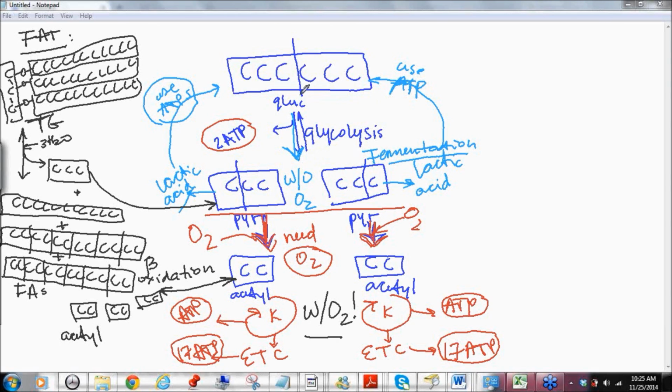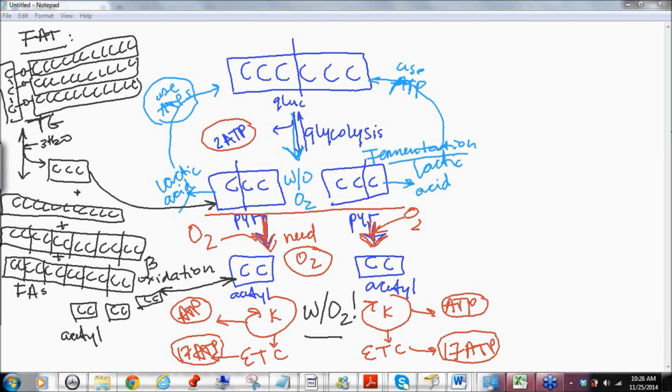Once again, you can turn glucose into fat. So when you have too much glucose, you can turn it into pyruvates, pyruvate into acyl groups into fatty acids into triglycerides. But you cannot take the triglycerides, break it up, put the fatty acids through the beta oxidation, turn that into acyl groups, and turn acyl groups back into glucose because of this irreversible step. Okay, I hope that makes sense.